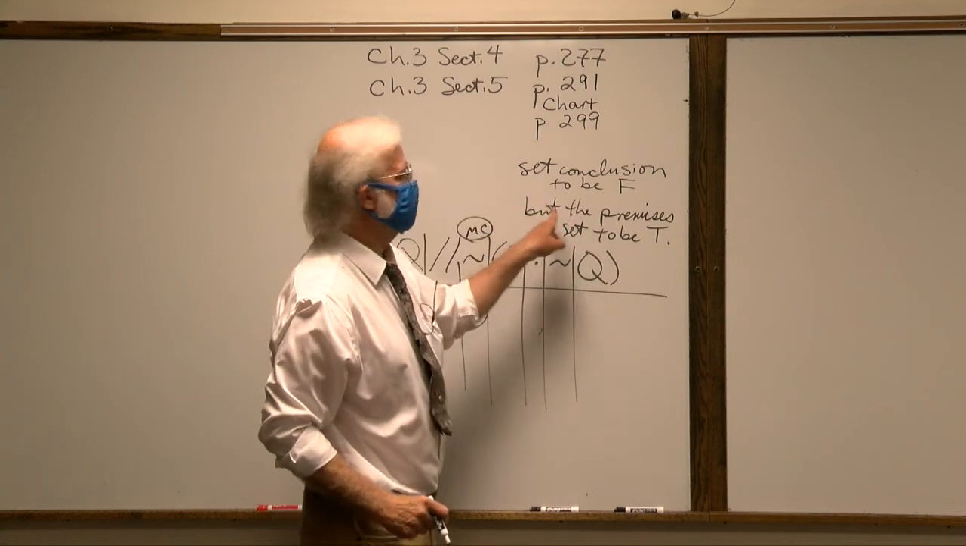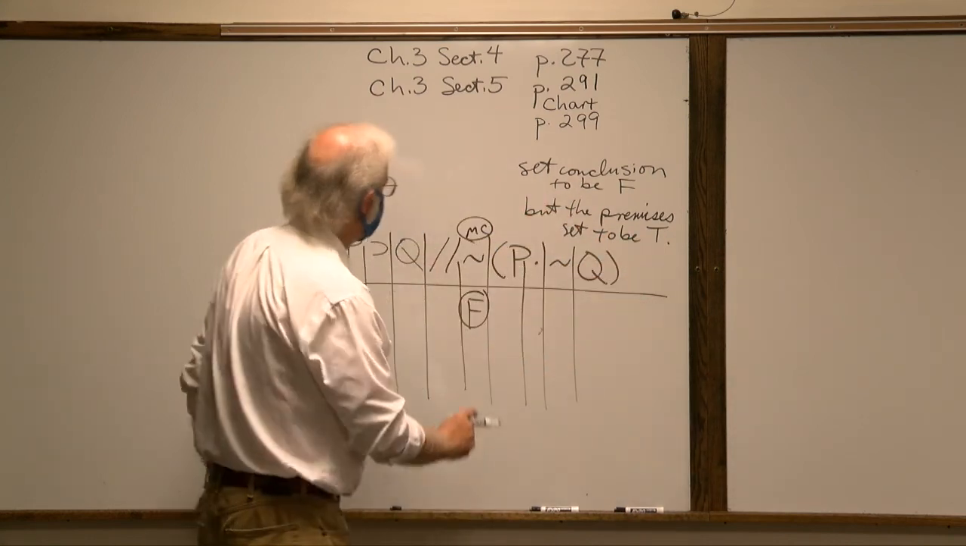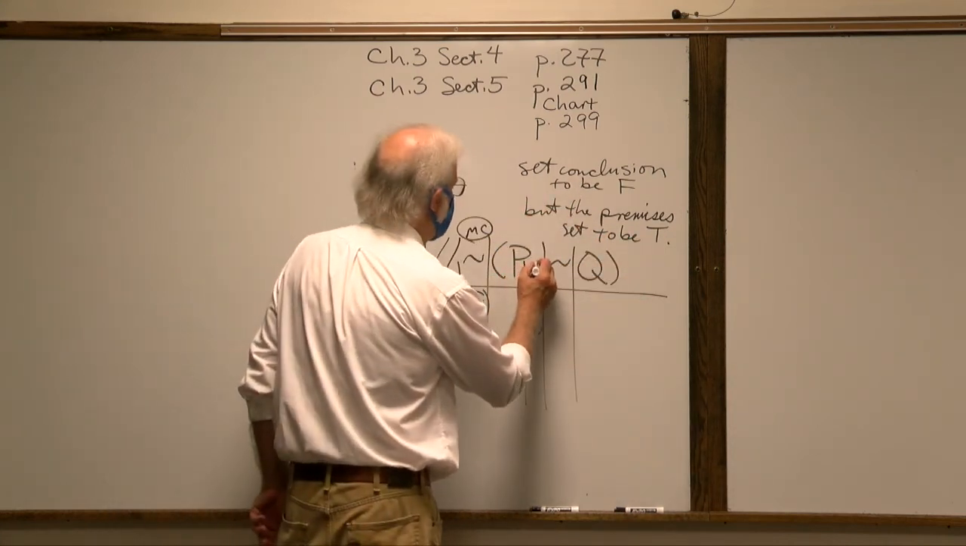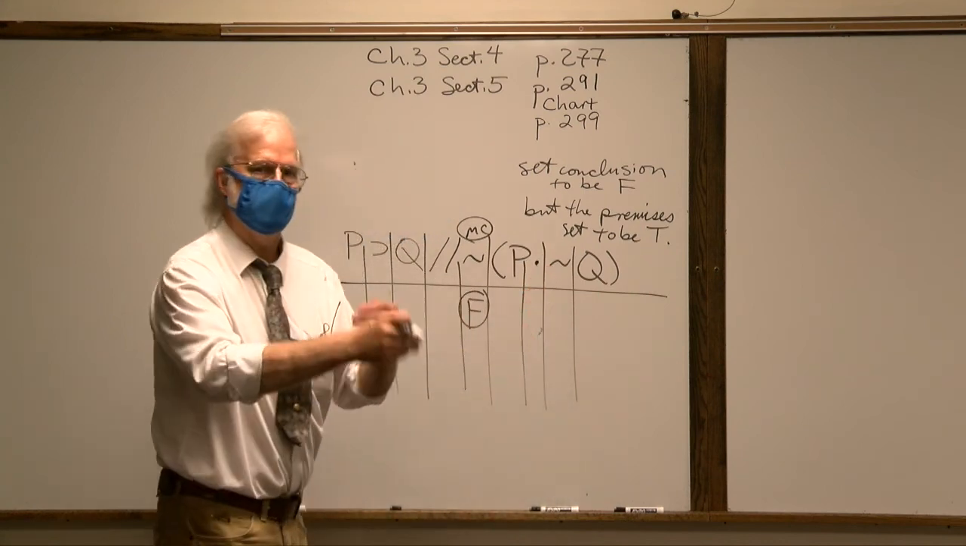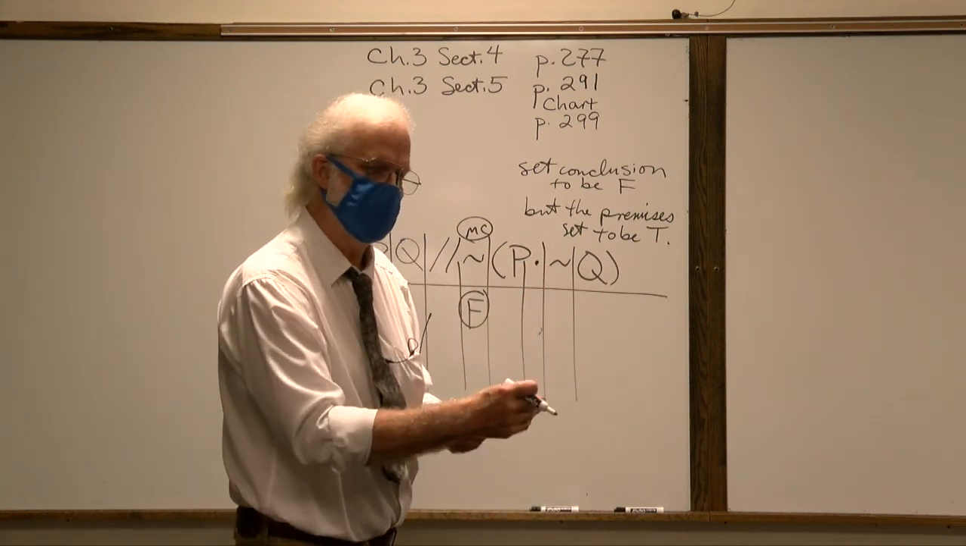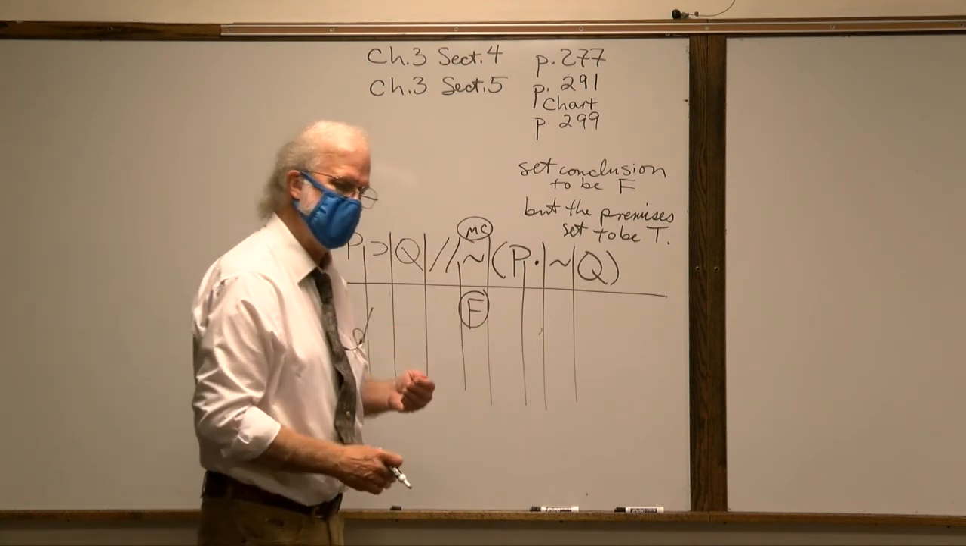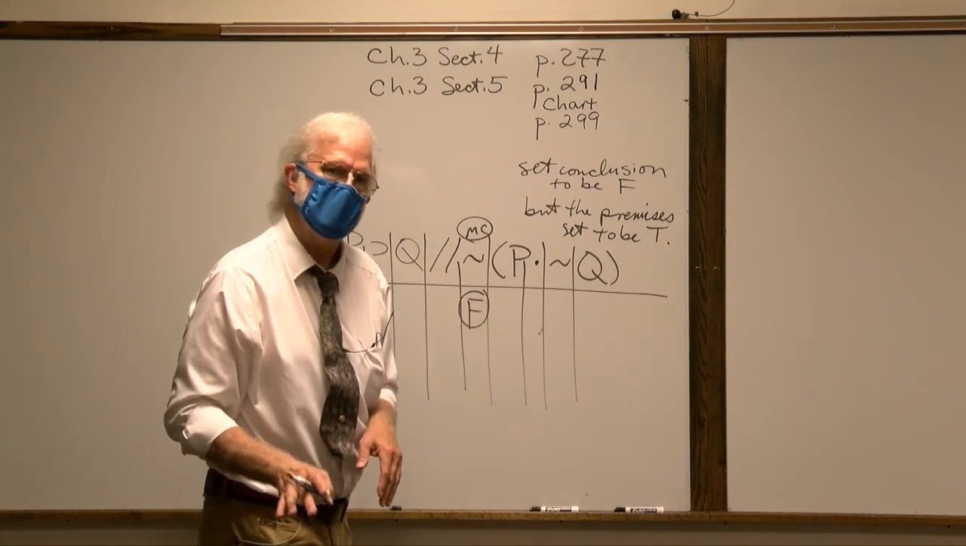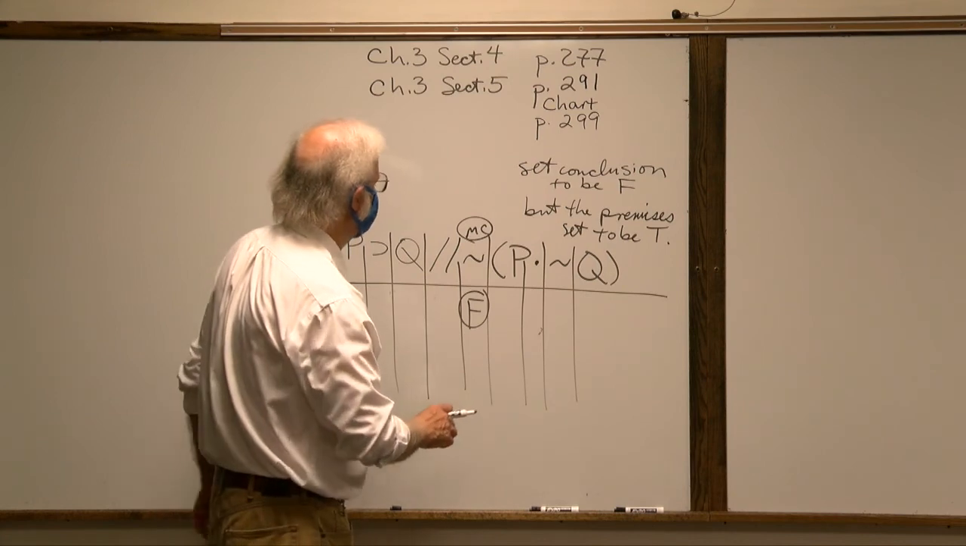We want to set the conclusion to be false. So we need it to be false. Now we have to think backwards. Previously in chapter 3, we've always calculated forward. Now we have to calculate backwards. This is part of the Sherlock Holmes deduction process.